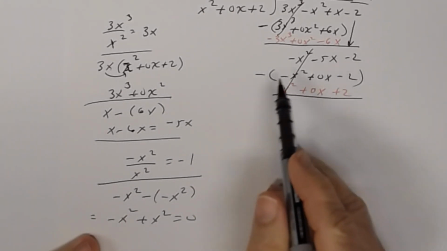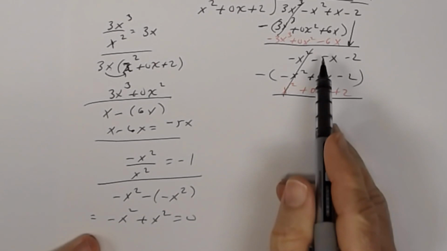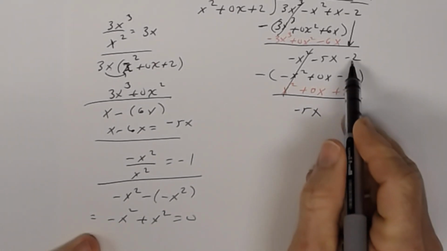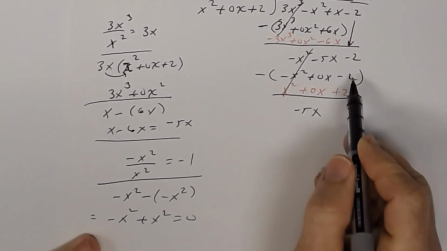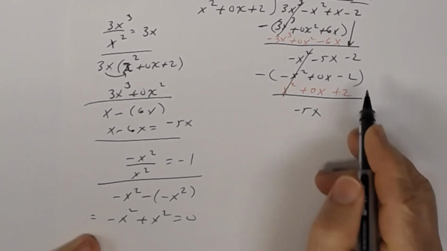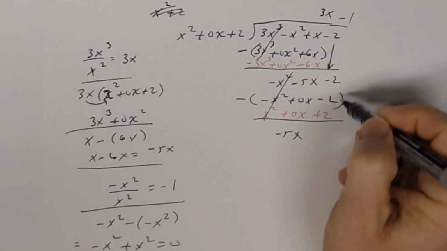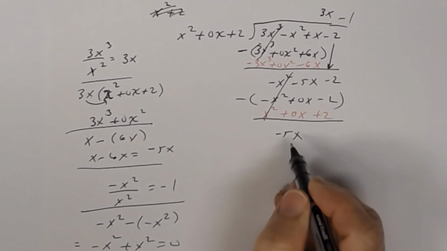A negative 5x subtract 0x means the same thing as negative 5x plus 0x, which is a negative 5x. A negative 2 subtract a negative 2 means the same thing as negative 2 plus 2, which is 0. So all you get is negative 5x. There's no other term to bring down, so that should be your remainder.